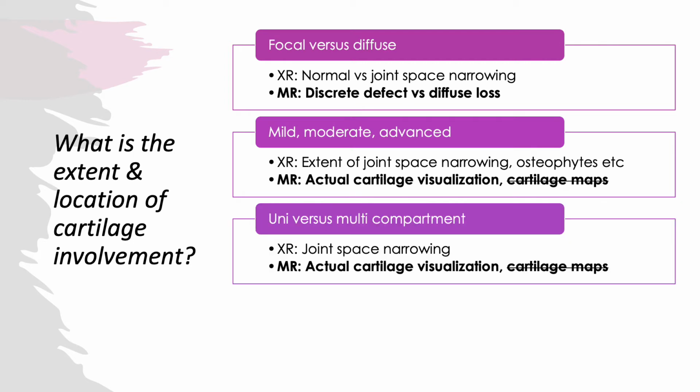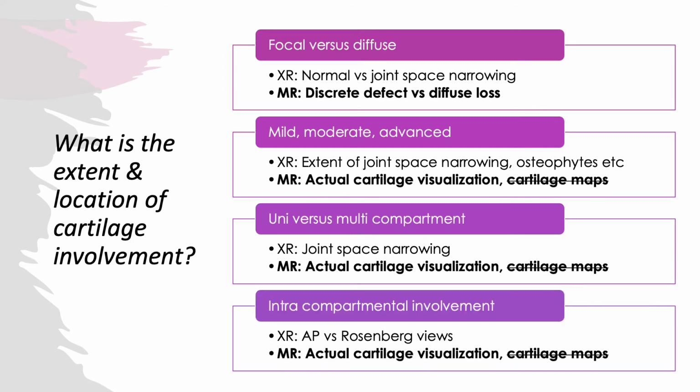When we look at unicompartmental versus multi-compartmental disease, we base this on joint space narrowing, which can be affected by varus and valgus angulation of the knee. On the other hand, on MRI, we can actually physically demonstrate that cartilage has been lost. And again here, cartilage maps do not serve any purpose.